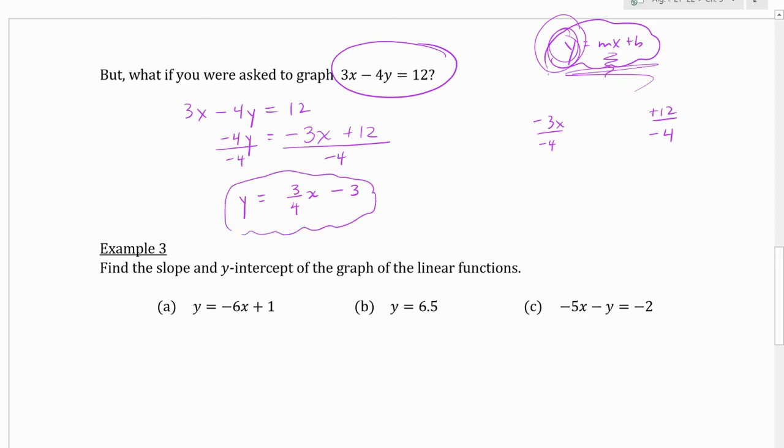And then it looks like y equals mx plus b. The slope's 3/4. The y-intercept's negative 3, and you could graph your line.